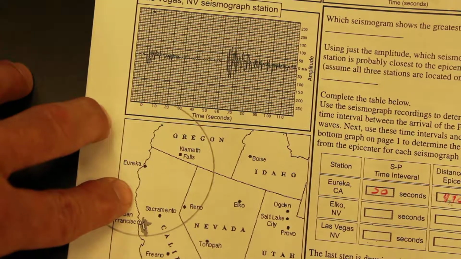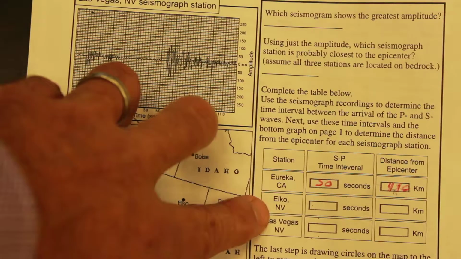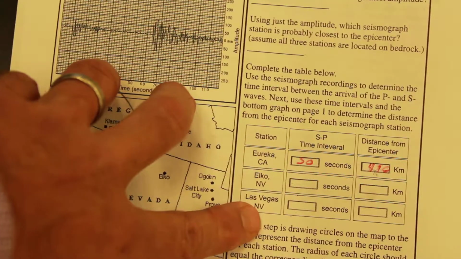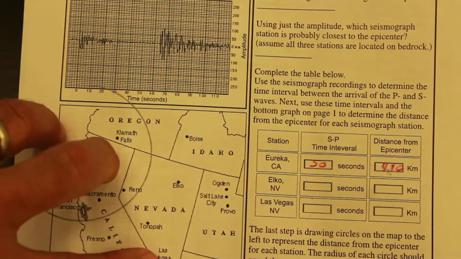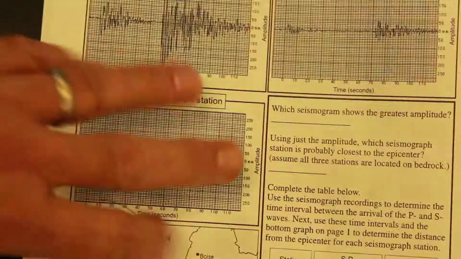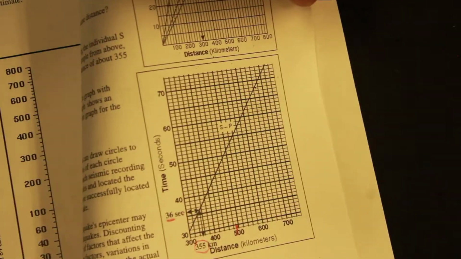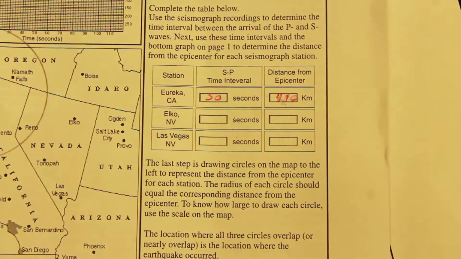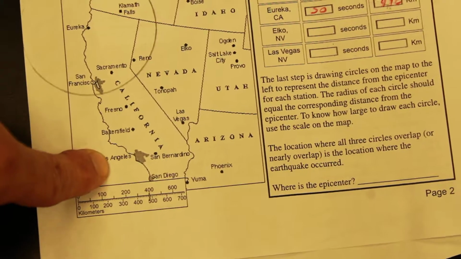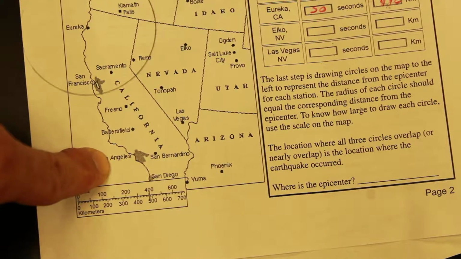Now that doesn't tell me exactly where it is. I also have to do it for Elko, Nevada, and I have to do it for Las Vegas, Nevada. Las Vegas is here, Elko is here. And here are the seismographs that you'll use, first of all, to find the SP interval, then using your SP curve, convert it to kilometers, record your data, and then go ahead and draw the circles around those two cities, which should triangulate. Where all three circles intersect, that will be the location.